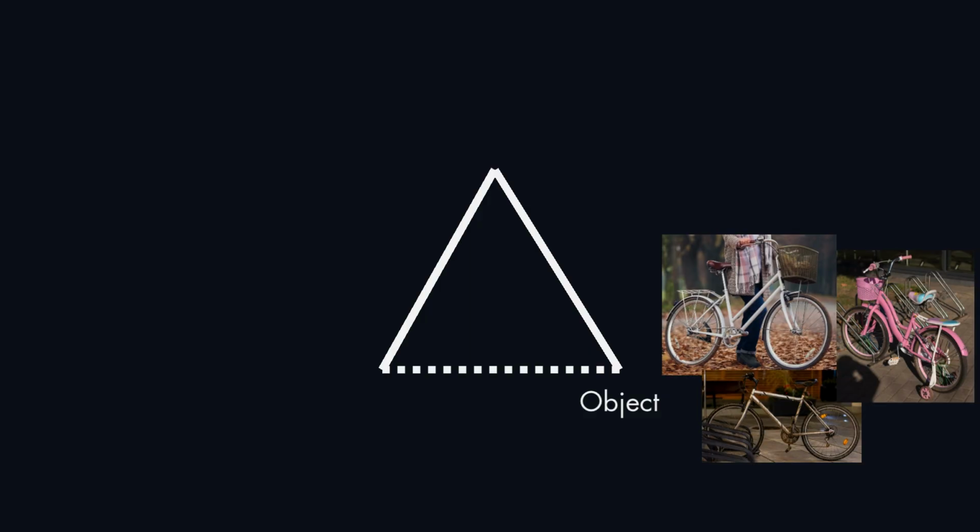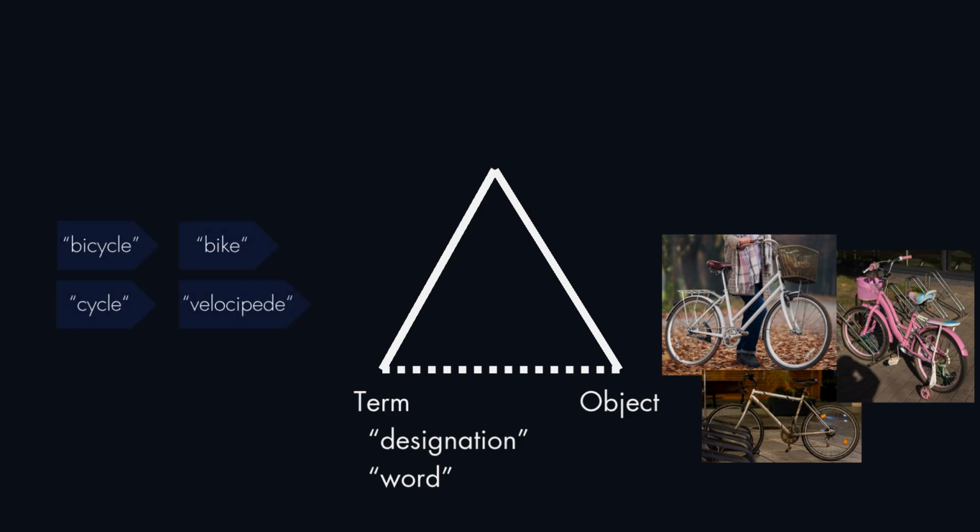Now let's move on to the term. Linguists use the terms term and designation, but in everyday language we often just say word. According to ISO, terms designate or represent concepts, are assigned to concepts, and refer to objects. For example, bicycle, bike, cycle, velocipede, and in Spanish, bici, bicicleta, or caballito de acero. A term can consist of one or more words.